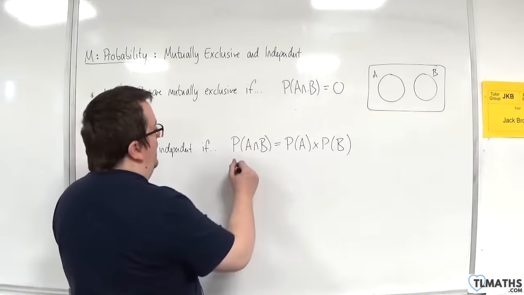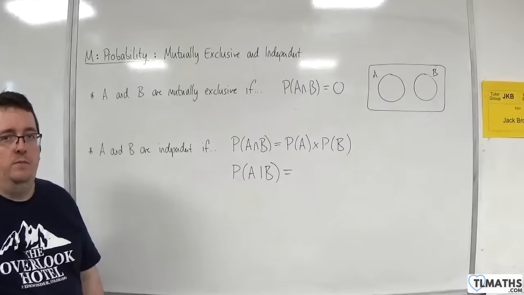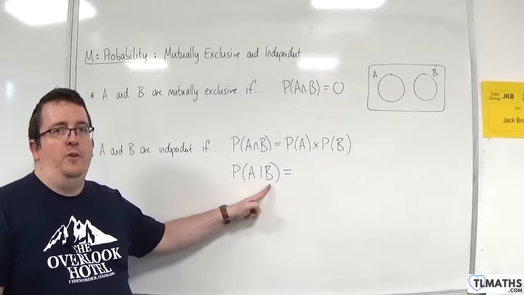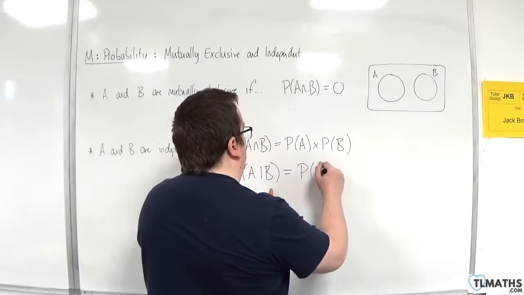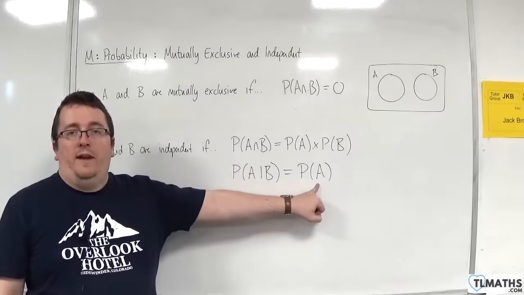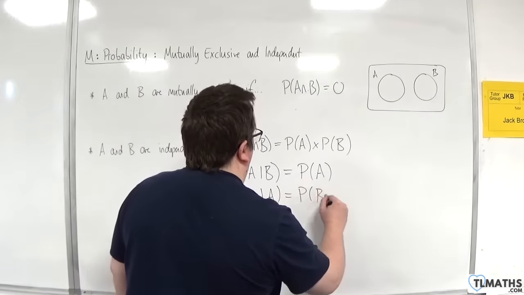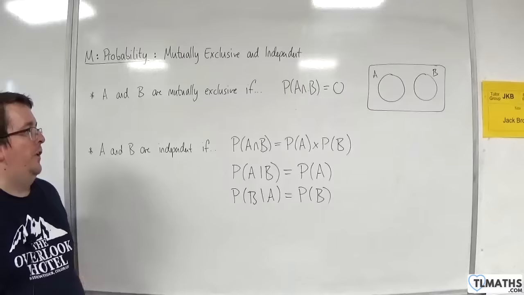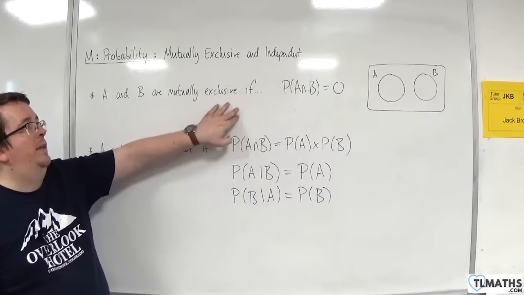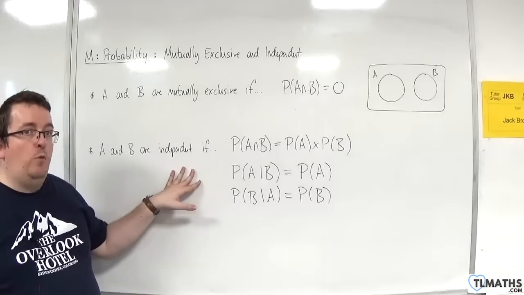You also find, of course, that with conditional probability, if the probability of A given B, well, what would that be if they're independent? Well, it doesn't matter if B's happened or not. It won't affect the probability of A. So the probability of A given B would be equal to the probability of A. And the probability of B given A is the probability of B. So that is the difference between mutually exclusive and independent. Mutually exclusive, they can't happen at the same time. Independent, they can happen at the same time, right? But they won't affect one another.